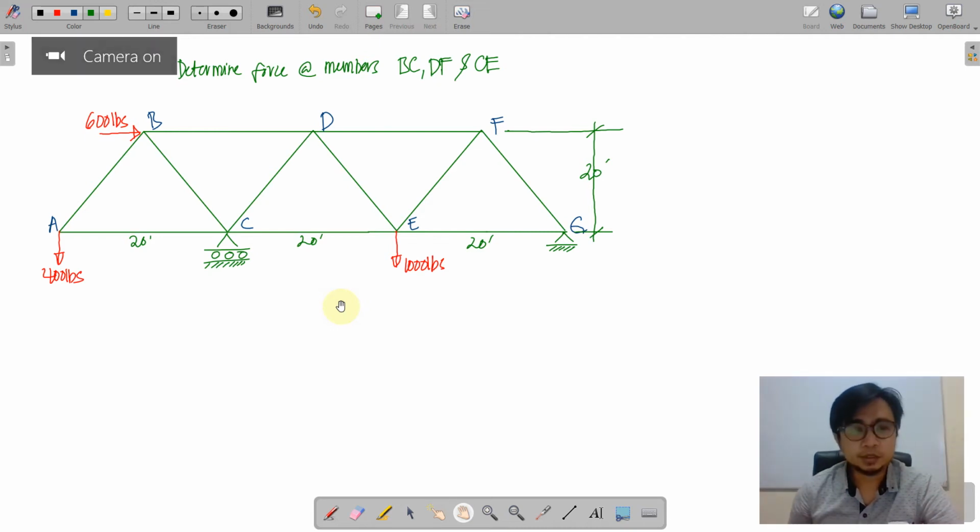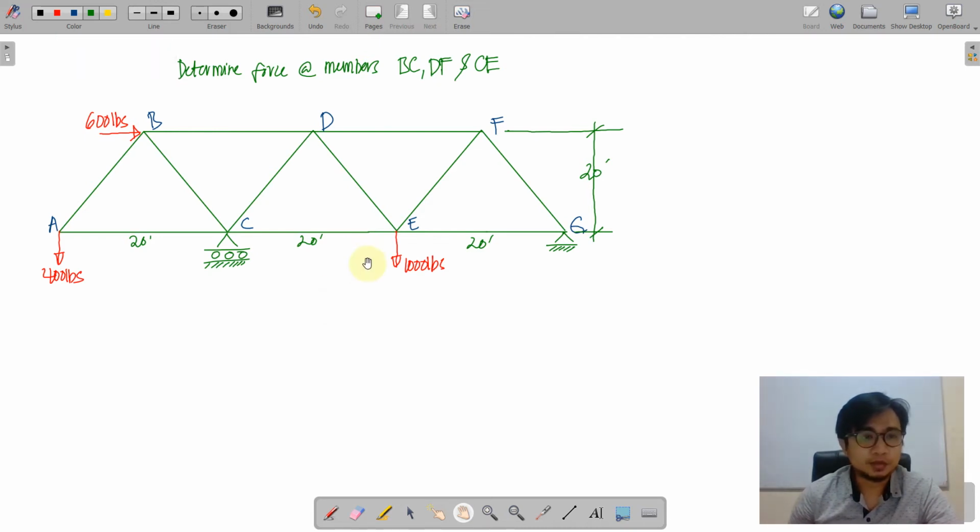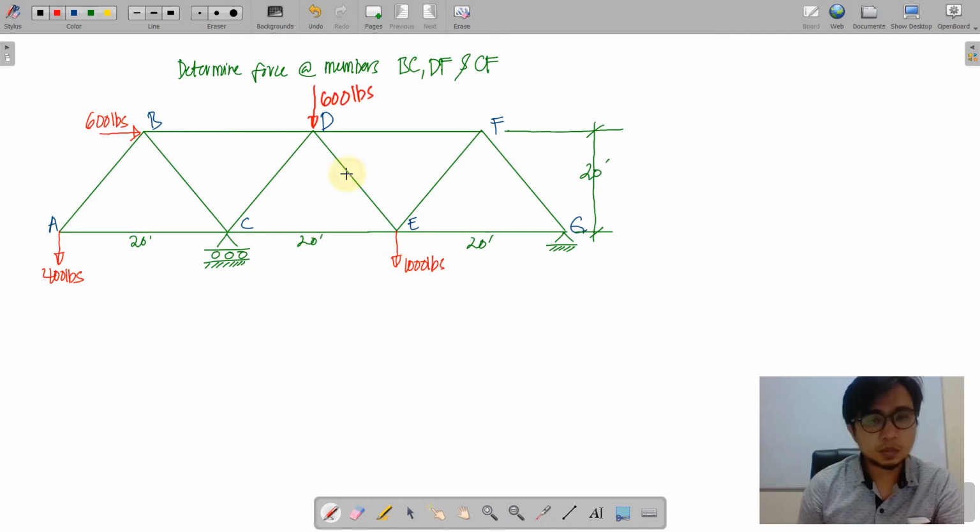So let us now consider another problem on a method of section. This time we have a bridge truss which is loaded as shown. We have 600 horizontal, so this time we will be having a horizontal force, and we have here 400 and 1000 pounds at E. And I think we should have an additional force here at D.